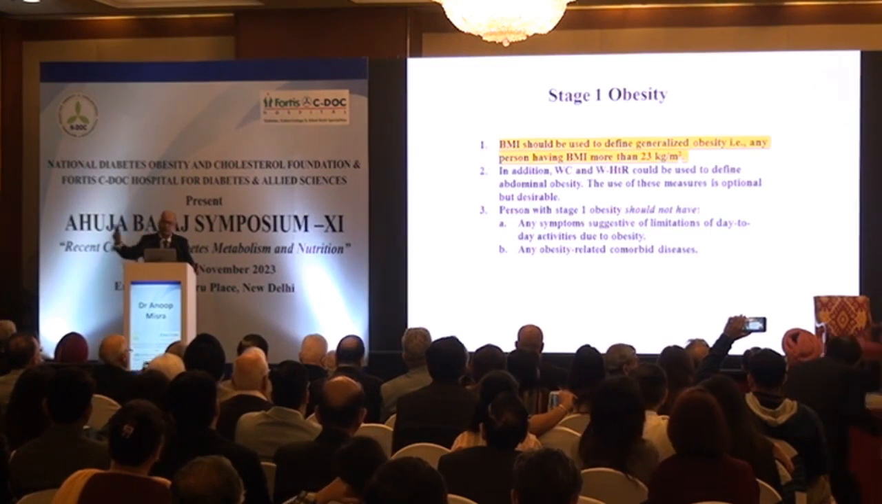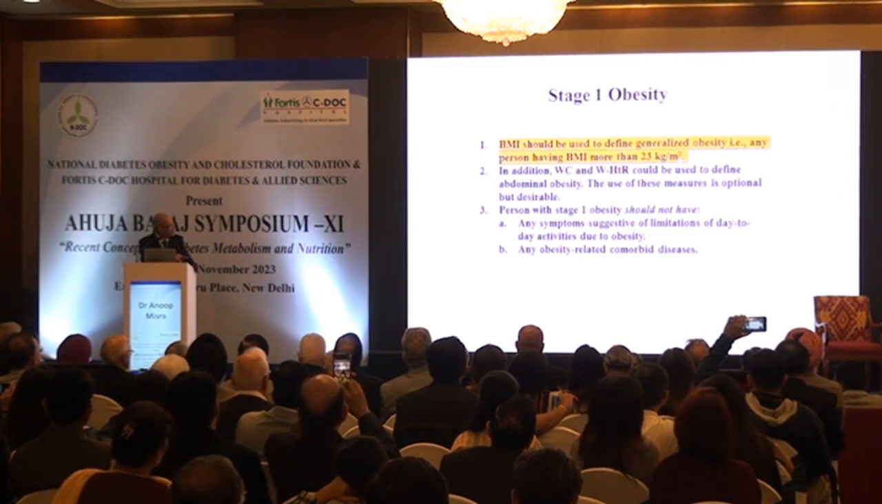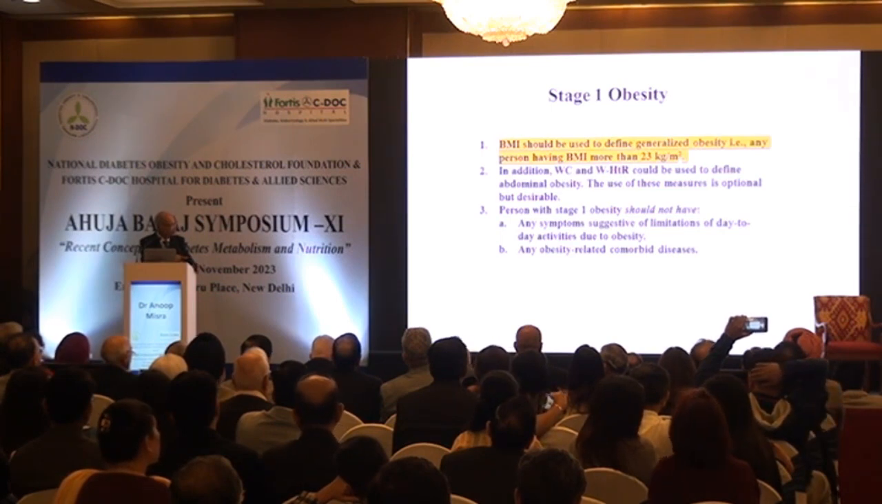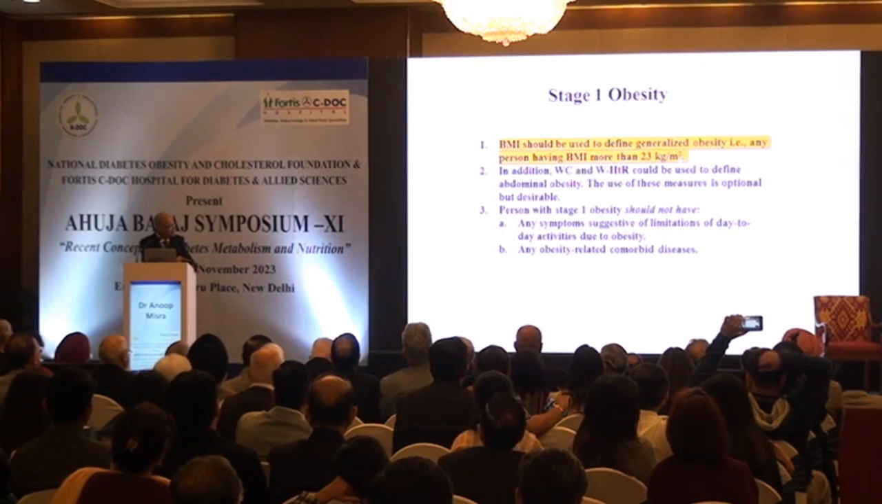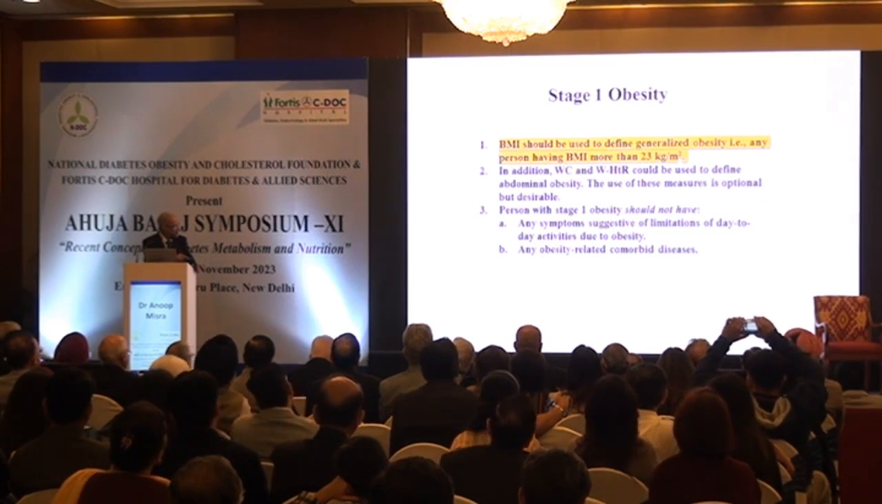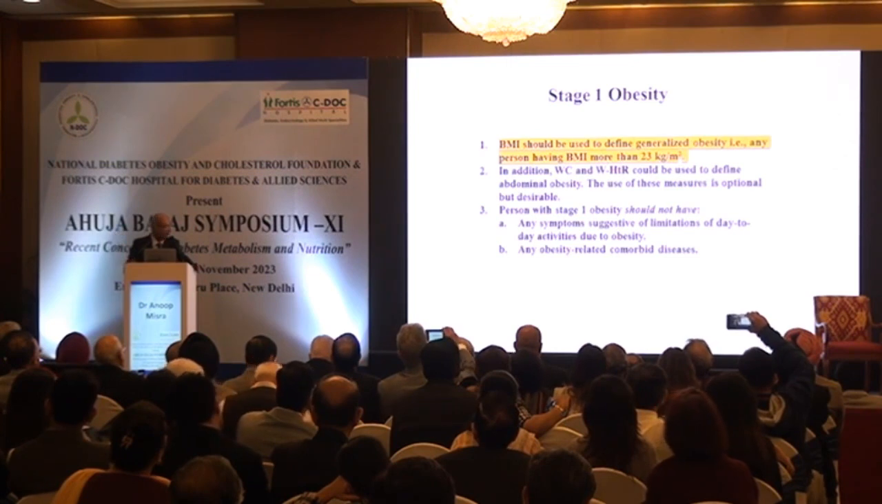Above 23, everybody is obese. But in addition, you can do waist circumference and waist height ratio, but it's not essential. And body fat can be done, that's not essential. These people should not have any symptoms suggestive of limitation of day-to-day activity. So they should be fairly mobile and have no problem there. And no obesity-related comorbid disease. They should not be diabetic or hypertensive or something like that.